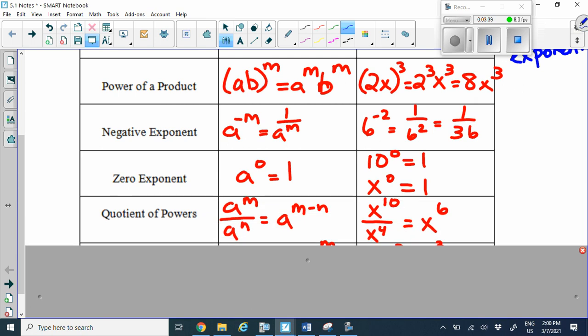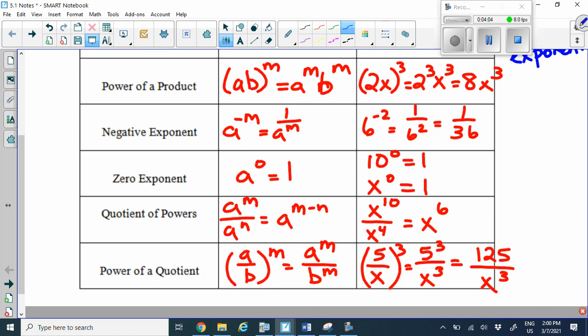Then we have the quotient of powers. Basically what this means is that when we have the same base, what we do with the exponents is we subtract them. So here, notice our example, we have x to the 10th divided by x to the 4th. We have the same base and we keep it the same, it doesn't change. And we took our 10 and 4 and subtracted them, and so we got x to the 6th.